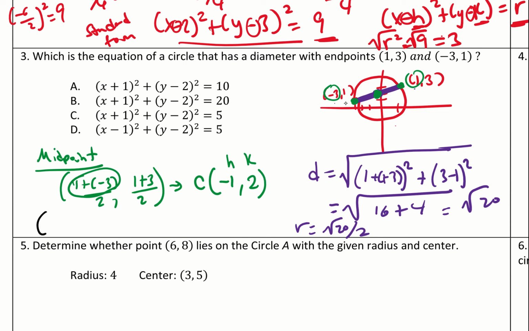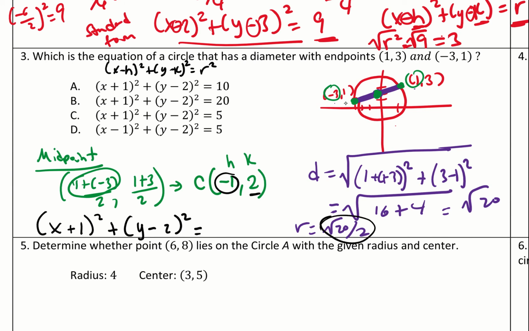Remember that the equation of a circle is x minus h squared, and I'll write it over here, plus y minus k squared equals r squared. And so h is negative 1, so the double negative turns into a positive here. So we got x plus 1 squared plus y minus 2 squared equals r squared. So it's going to be the square root of 20 over 2 squared. And the square root of 20 squared is 20. The 2 squared is 4. 20 divided by 4 is 5. So we end up getting that the radius squared is 5.